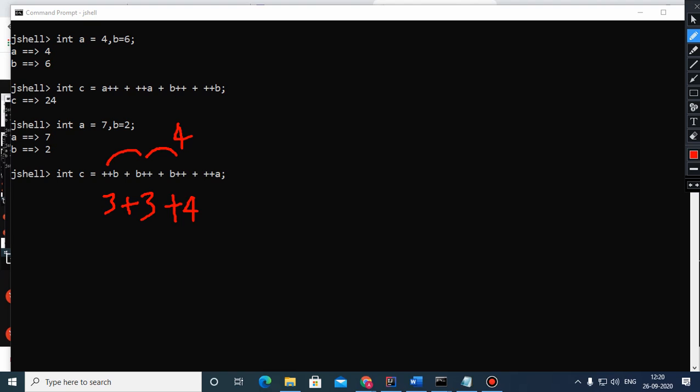And after that what happens? It is plus plus a, which is 8. So what is the answer? The answer is 18, and so many of you were telling that the answer is 15. So you all have to be careful. Just use the concept of pre-increment and post-increment. Now one more.